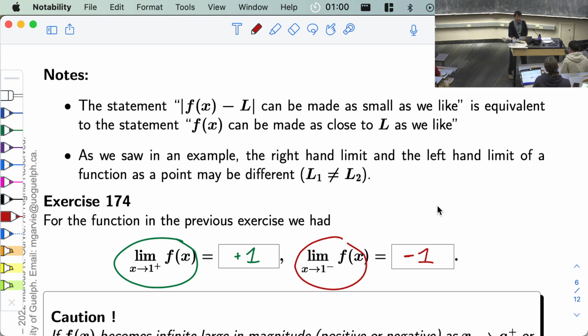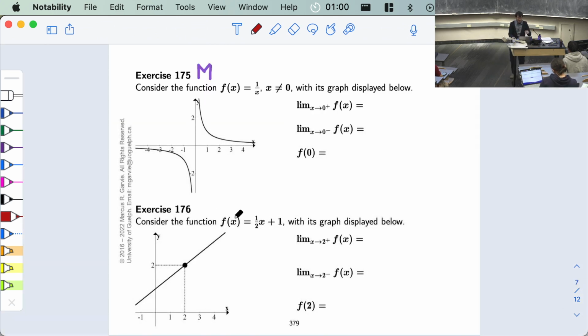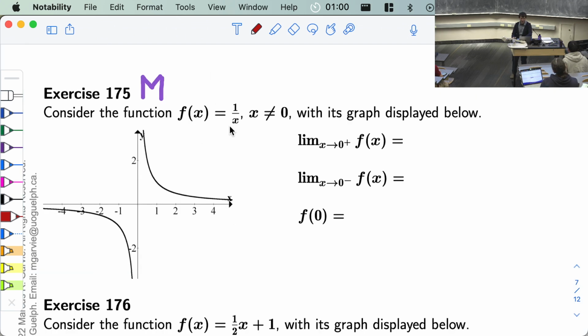So next up, you guys are going to do one, and I'm going to warn you that it might involve other things with limits we've seen. With limits of sequences, we've seen what it means for the limit to not exist. We've seen plus and minus infinity. We're building on that here. So here is a function, f of x equals 1 over x, and its graph is displayed. Please find these two limits.